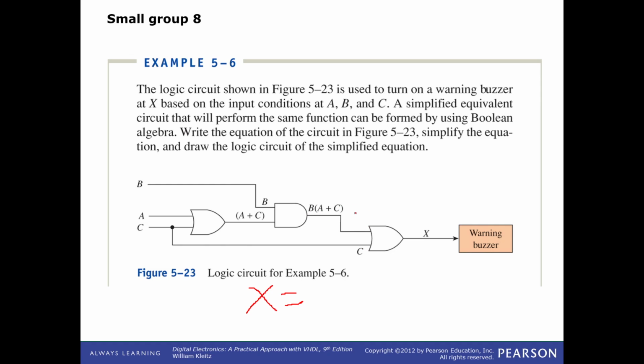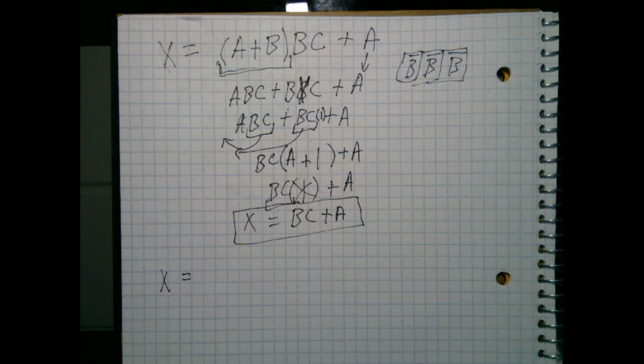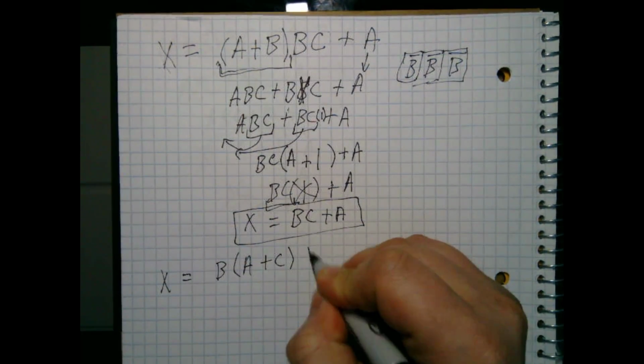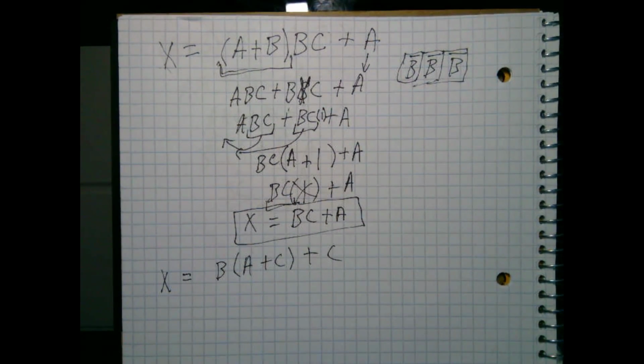We know that x is equal to this ORed with C. So we'll just copy that down. B, A, C, and then that is ORed with C. So that's our equation. And I will go ahead and write that down. All right, so now we have our equation written out.